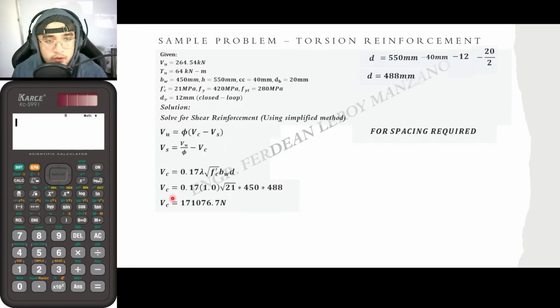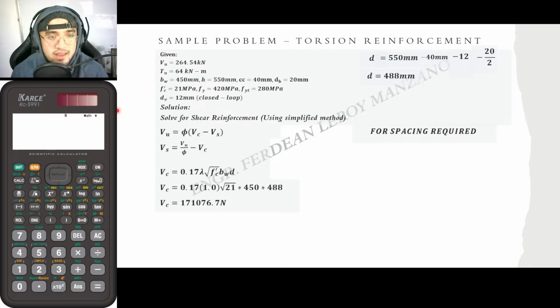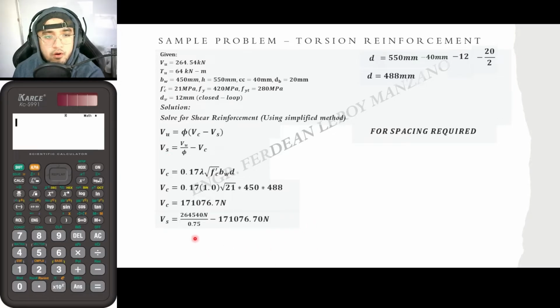For Vc, we have found that it is 171,076.7 newtons. But once again, this is not what we need. What we need is the value of Vs. Moving forward, substituting all known values to this equation, where Vs is equal to Vu over phi minus Vc, upon substitution and solving, the answer for Vs is equal to 181,643.28 newtons.